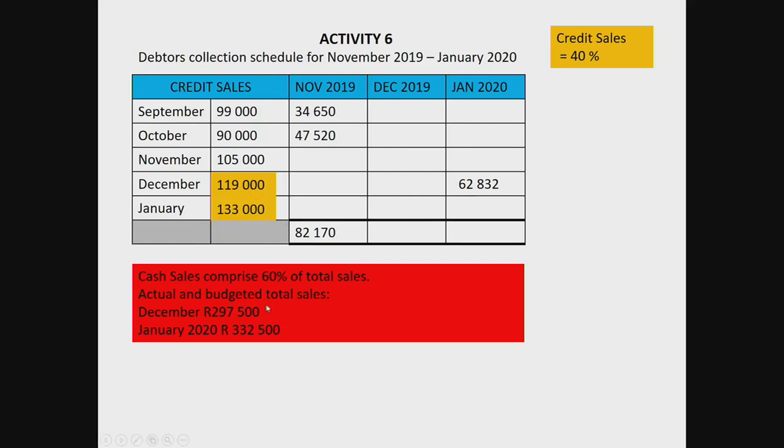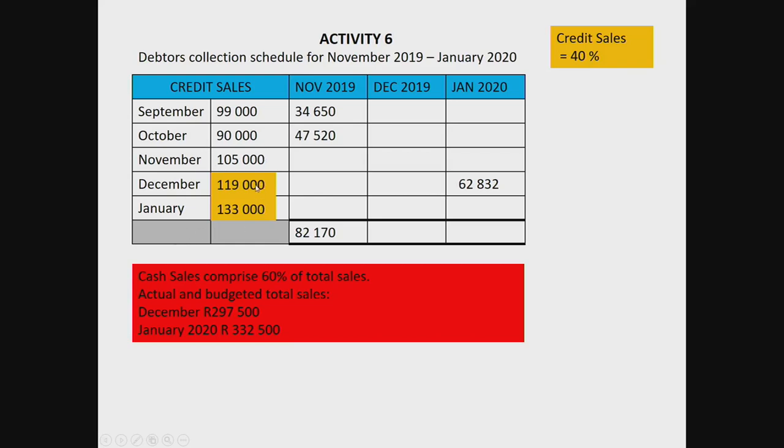Okay, let me run us through that again. The total sales for December is 297,500, and the total sales for January is 332,500. 60% is cash. Therefore, 40% is credit. So I just take 297,500, multiply by 40%, and it gives me 119,000. In the same way, I take the total sales for January, which is 332,500, and multiply that by 40% so I can get the credit sales. Now I have the credit sales for all the months they are giving me.